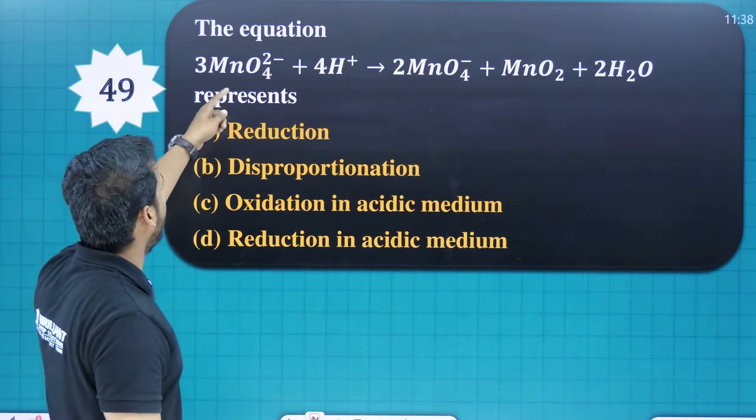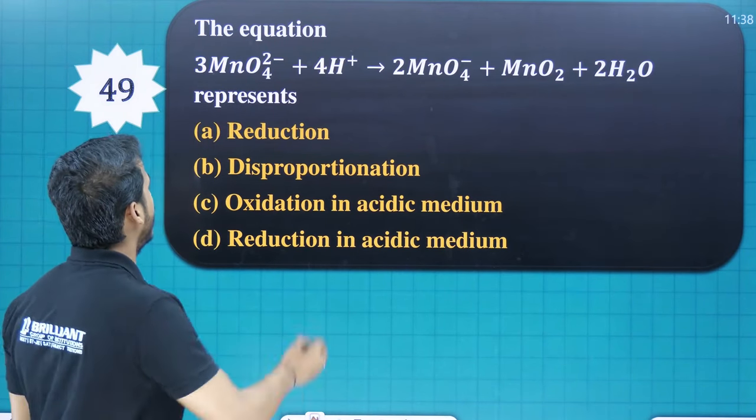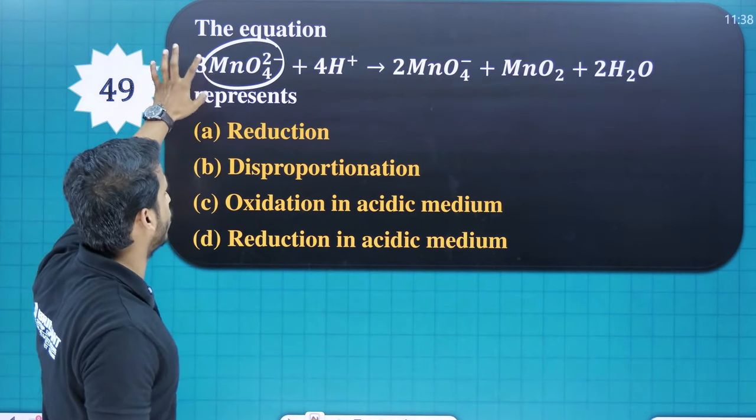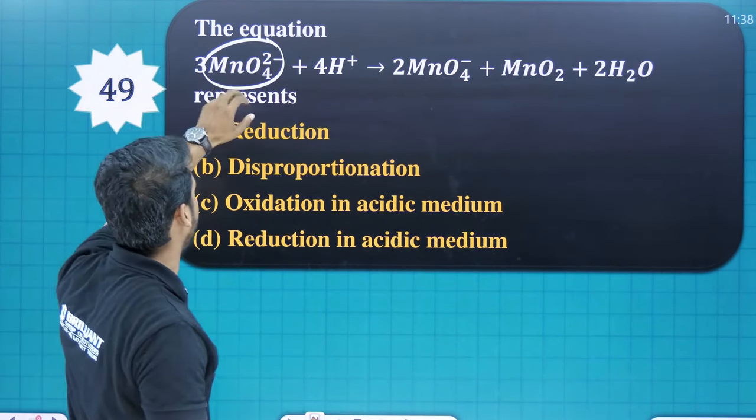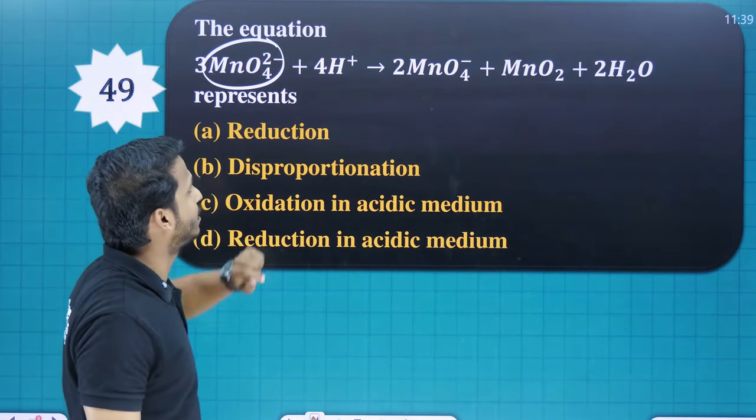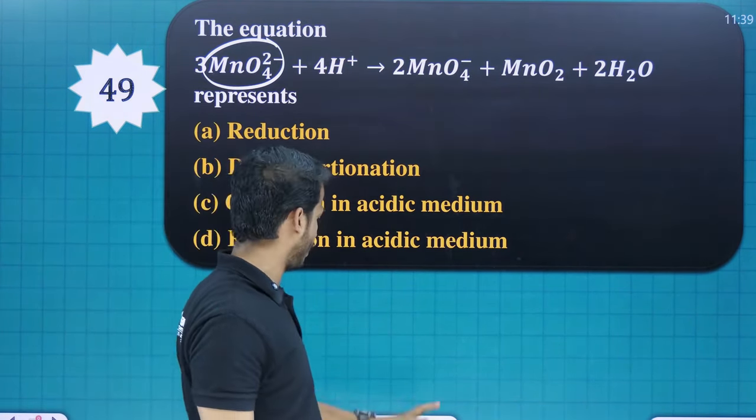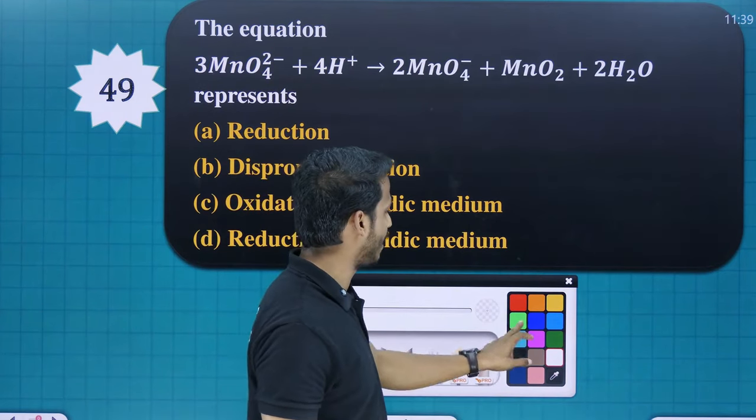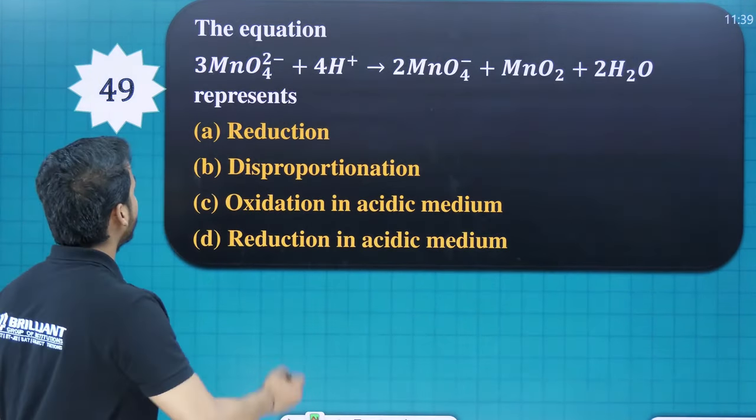Now, the equation: MnO4 2 minus plus H plus. So, this is what? Permanganate, right? MnO4 2 minus, no. MnO4 2 minus, right? Not permanganate, that is MnO4 minus. So, MnO4 2 minus on acid becomes MnO4 minus. Okay, they have given a reaction. This reaction belongs to which type? Which type is it? Can you say?